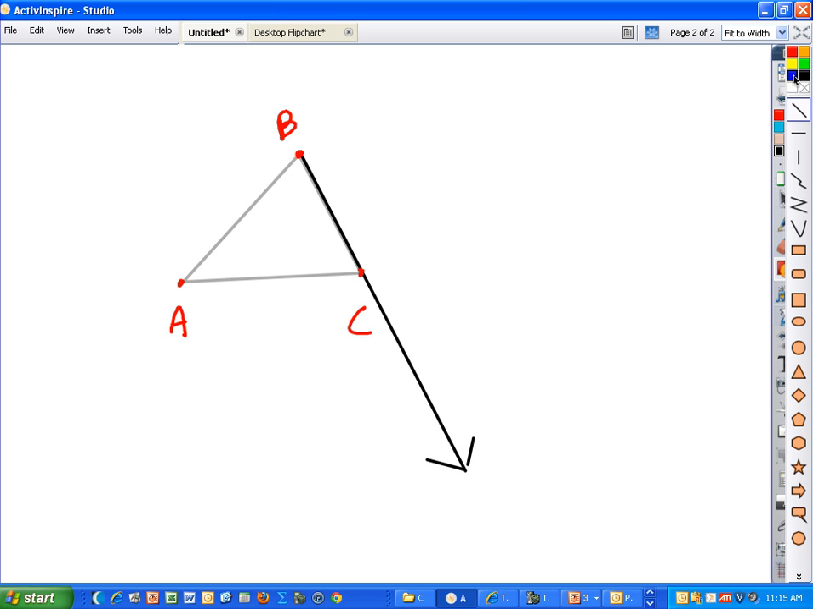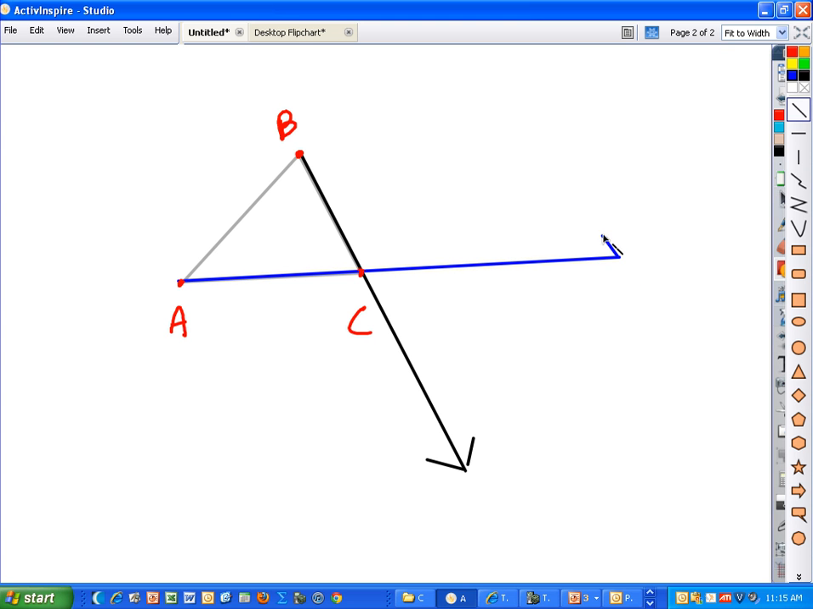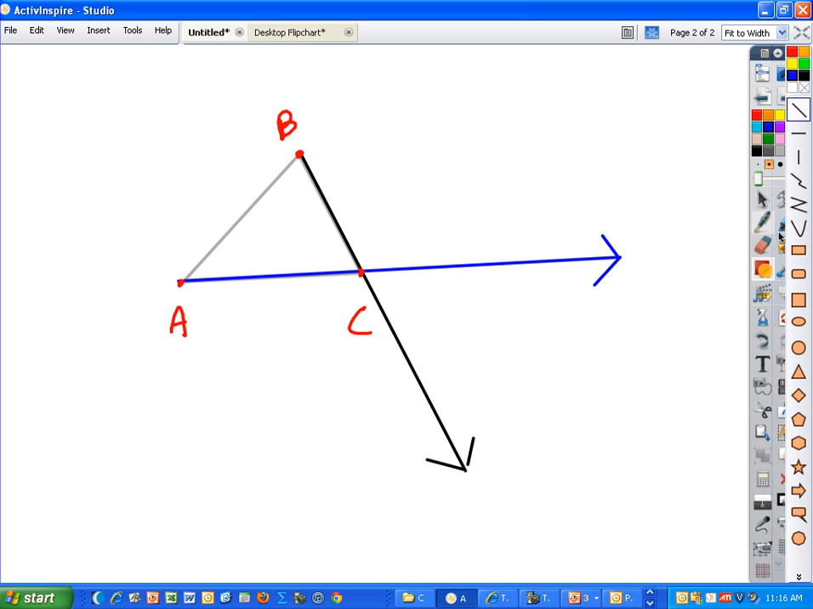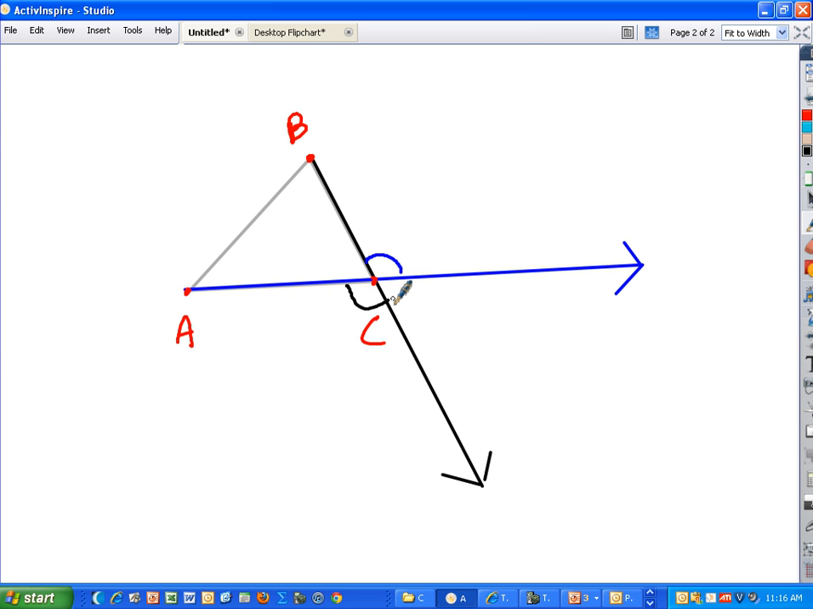Or, I could extend AC like so. Now, it doesn't matter, does it? How come it doesn't matter? They're the same, right? Either way I do it, whether I make the blue extension or the black extension, I'm going to get either that angle or that angle, but they're vertical angles, so they're congruent. So with each of the vertices on a triangle, it doesn't matter which one I extend to make the exterior angle, I'm going to get the same exterior angle no matter what.